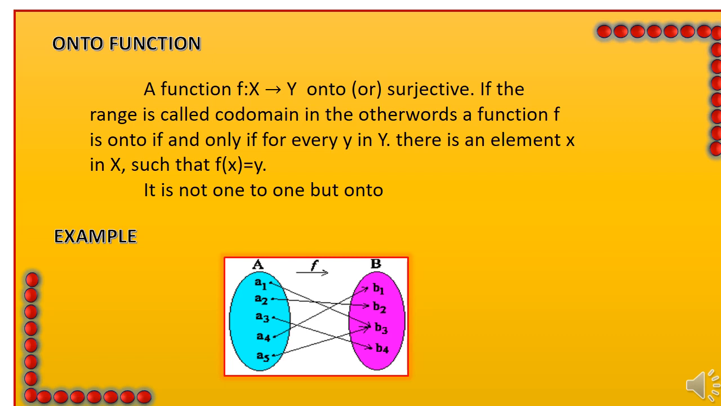Example, here the first one is set A, the second one is set B. The elements of A are A1, A2, A3, A4 and A5. The elements of B are B1, B2, B3 and B4. It is an onto function but it is not one-to-one because two elements of A are connected to the same element of B.